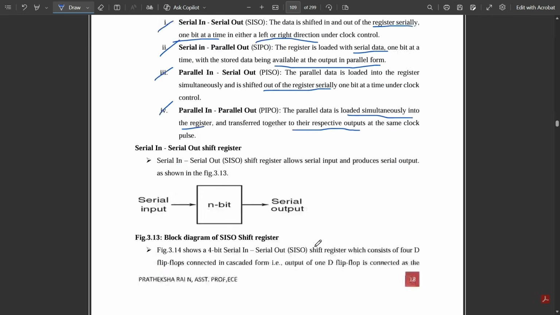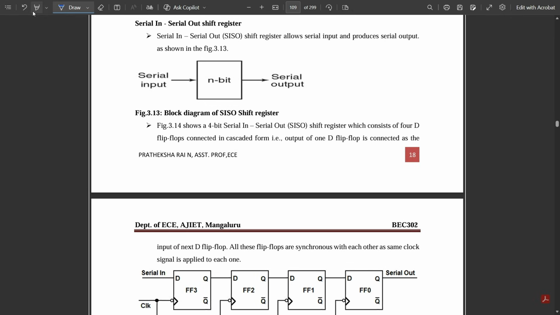Take it down. Now let's get to all of the shift registers one by one, starting with the serial in, serial out shift register. Okay. So the serial in, serial out SISO shift register allows serial input and produces serial output. This is the block diagram here. Okay. So these are the serial inputs produced based on the n-bit operation. So over that number of bits the operation takes place, shifting takes place, and after that the outputs are produced serially outwards.